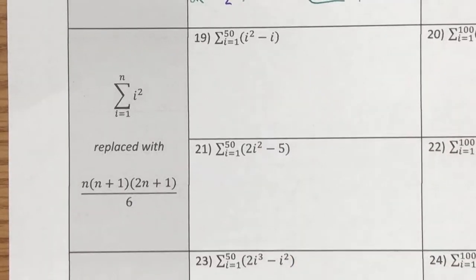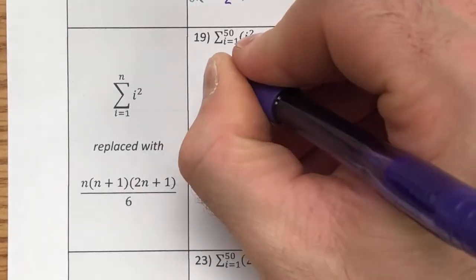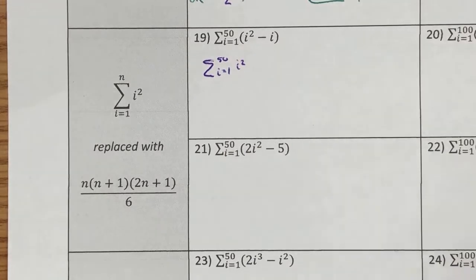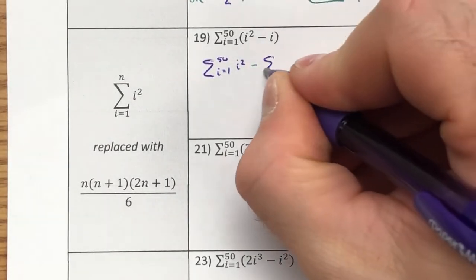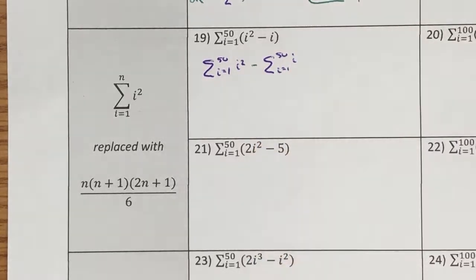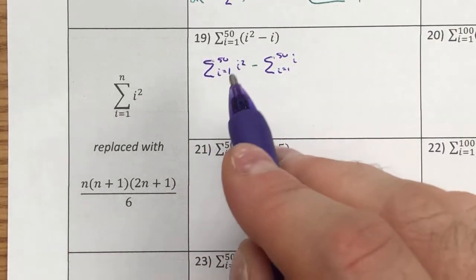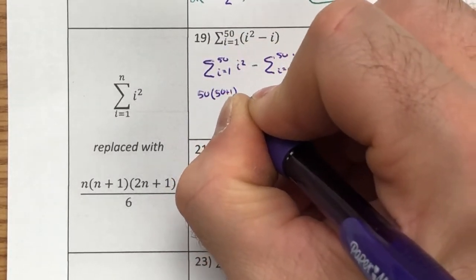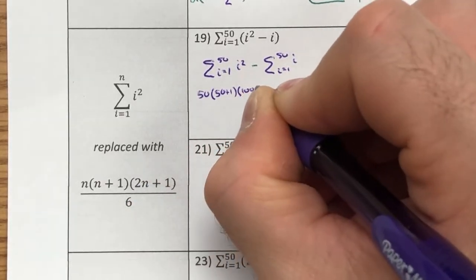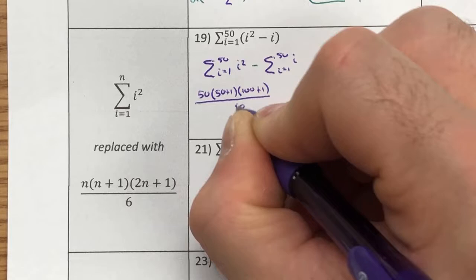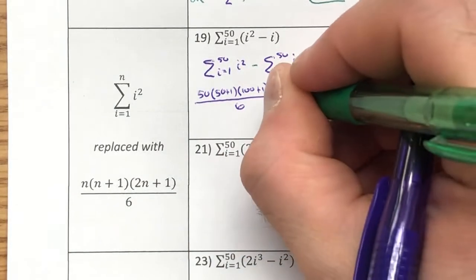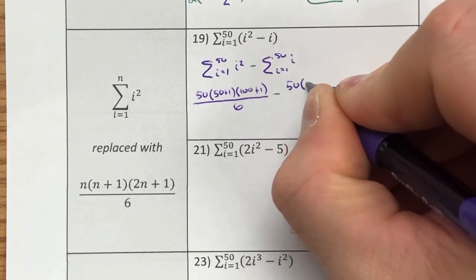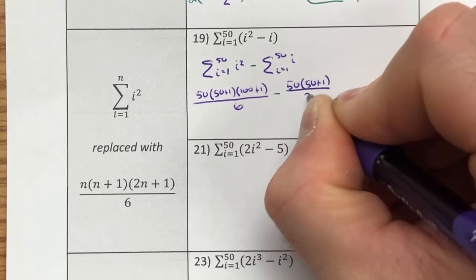So for number 19 and 21, I'm going to split this into the individual terms, which will be the sum of i equals 1 to 50 of i squared, and then we're going to subtract the sum of 1 to 50 of i. We split it up into 2. This one allows me to say, okay, i squared is going to be 50 times 50 plus 1 times 2 times 50 is 100 plus 1, all divided by 6. And from that, I'm going to subtract i, which is going to be 50 times 50 plus 1, all divided by 2.